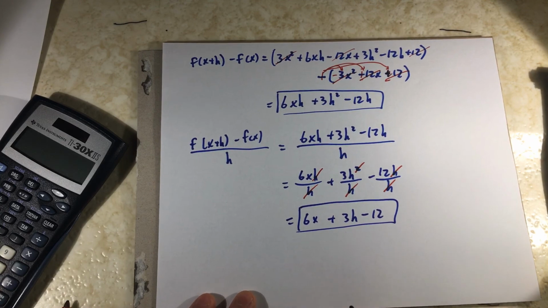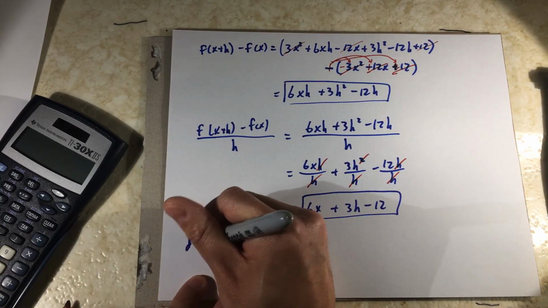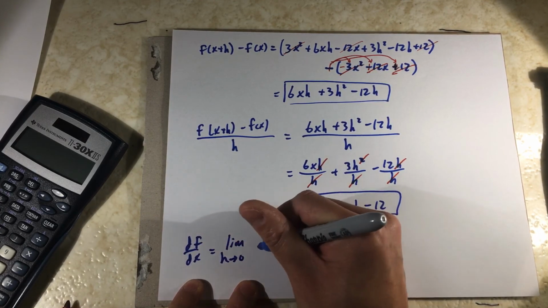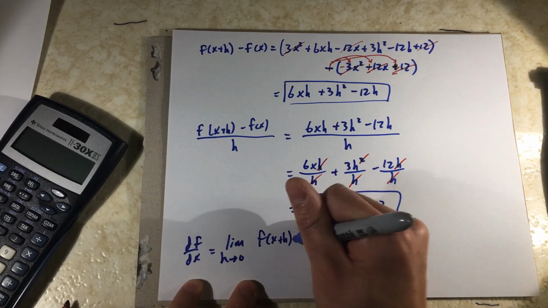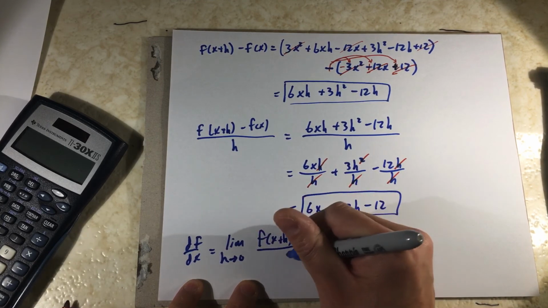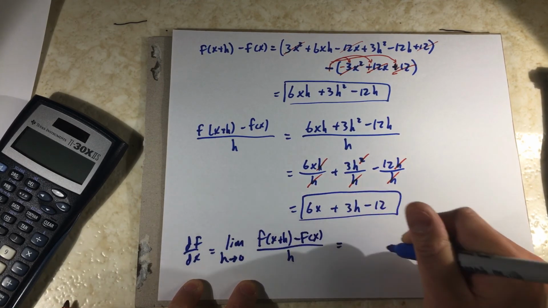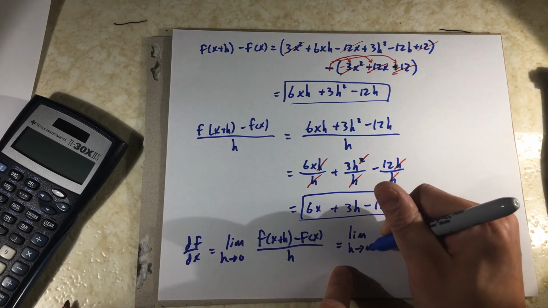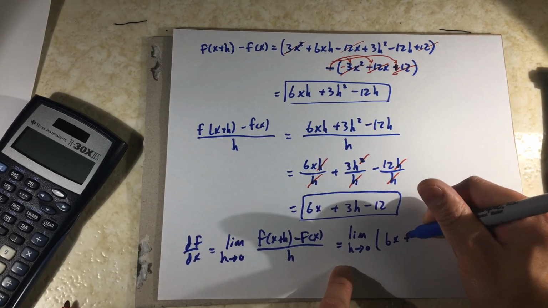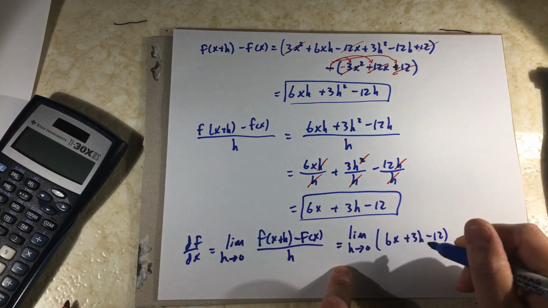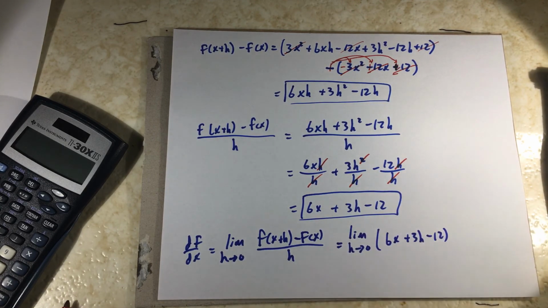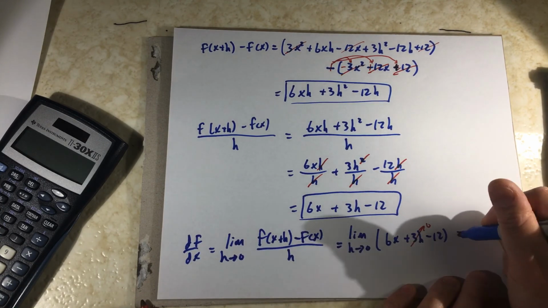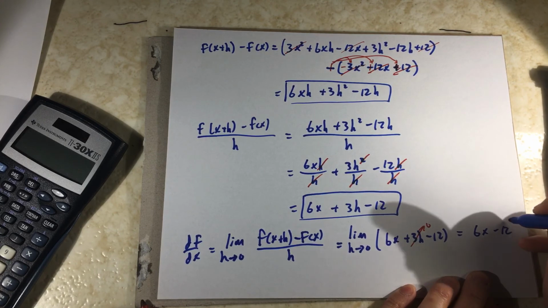And then finally, the last step is the derivative, df dx, is equal to the limit, as h goes to 0, of f of x plus h minus f of x over h. So the limit, h approaches 0, of 6x plus 3h minus 12. And as h approaches 0, basically this becomes 0. And so the derivative of this is 6x minus 12.